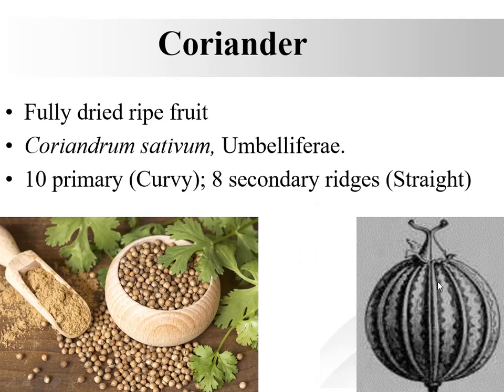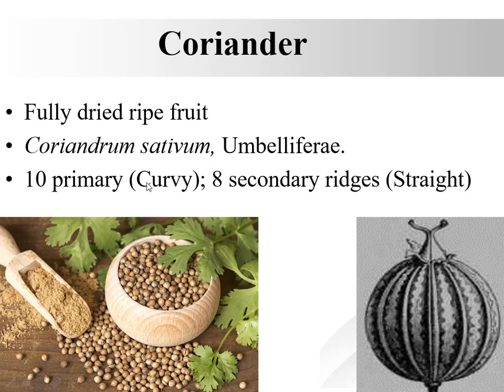We can easily remember this by a trick. In the first alphabet of primary, the P itself gives a hint of 10. This line indicates 1 and this circle represents 0. That is, primary ridges are 10 in number. And in secondary, the first alphabet S denotes 8. We can easily remember S as 8.